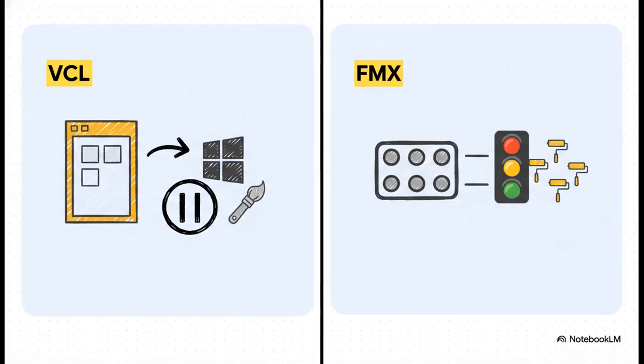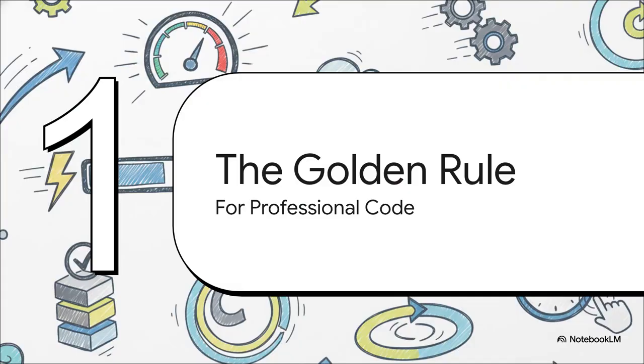So, two different roads, but they both lead to the exact same destination for you as a developer. A super fast, flicker-free UI. All right, now listen up, because this next part is maybe the most important thing we'll talk about. This isn't a suggestion. This is the unbreakable golden rule for writing stable, robust code.